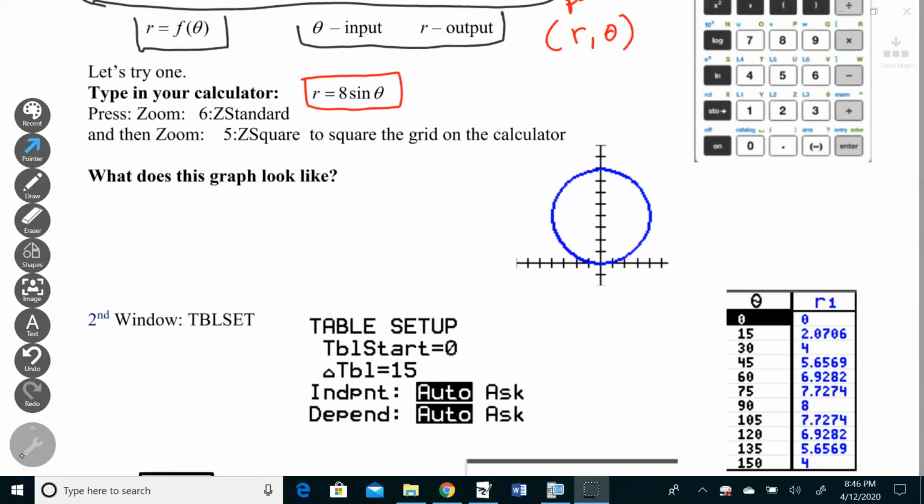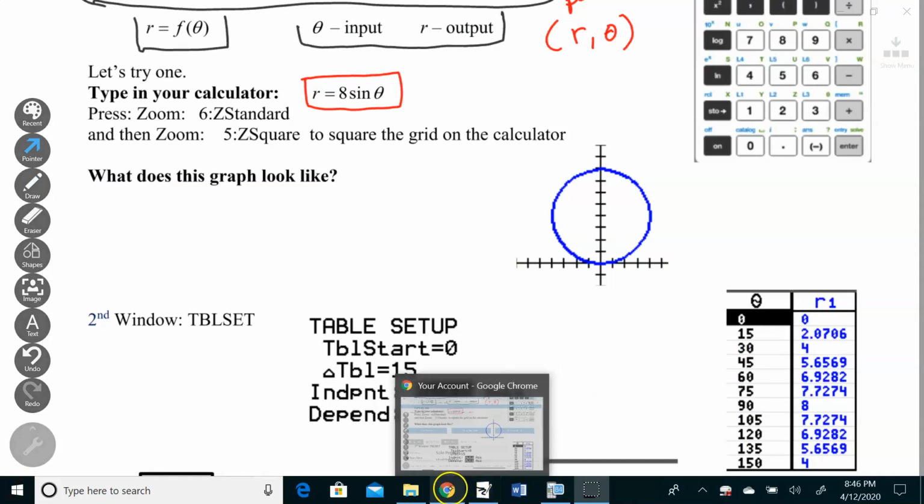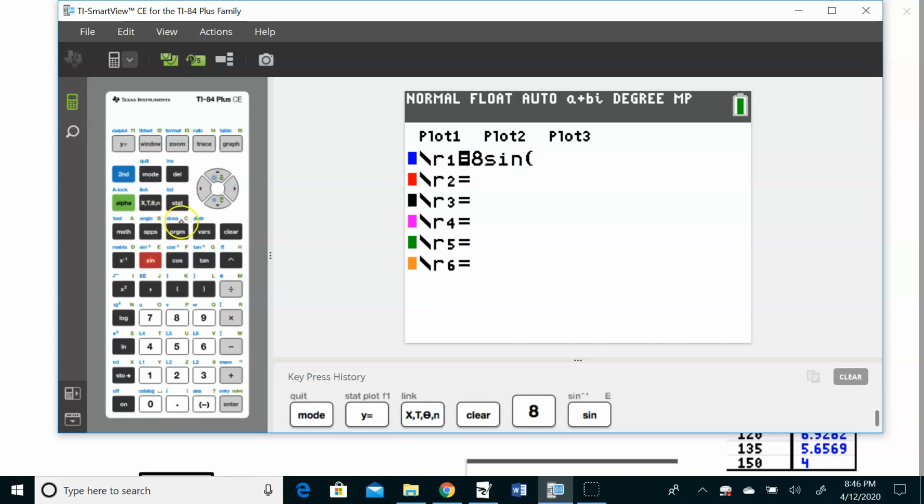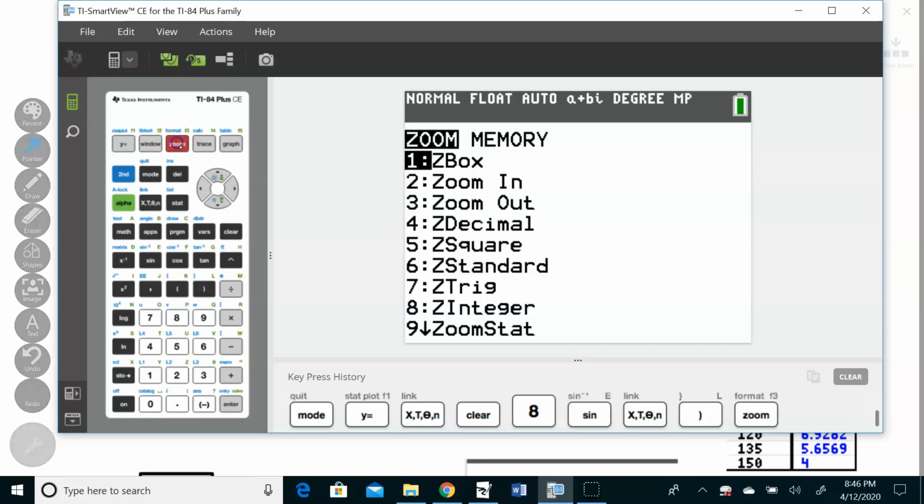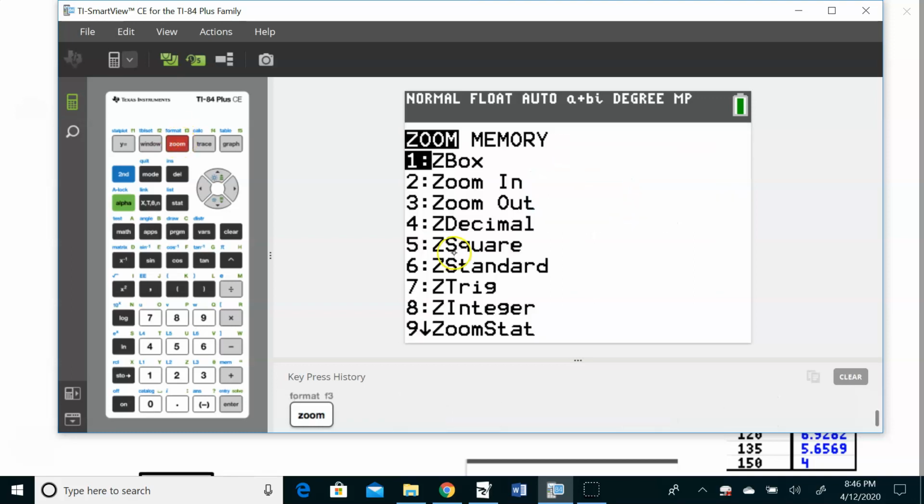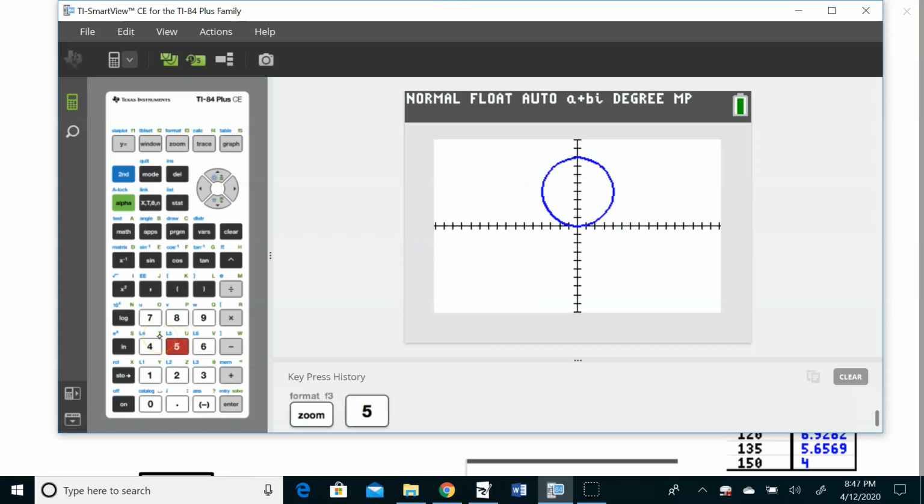Let's try an example. This is an example we did last class. R equals 8 sine of theta. I'm going to go to my calculator. I'm going to clear this out. I'm going to type in 8 sine theta. And I'm going to hit zoom 6. Zoom is at the top here. 6 is the standard zoom. And it looks kind of egg-shaped. I'm going to go back to zoom and hit number 5. And zoom 5 will square up the picture. And this is the picture I get. Yes, it is a circle.